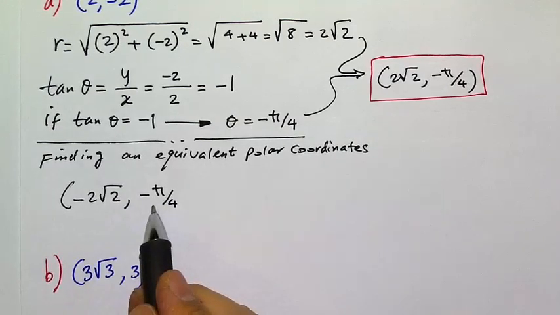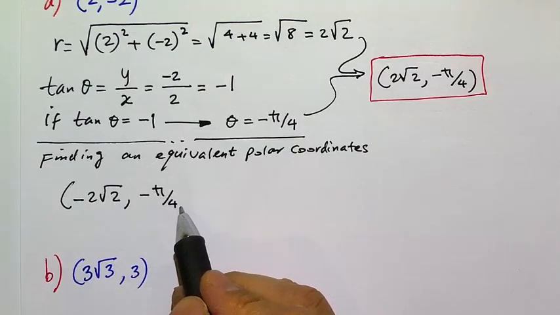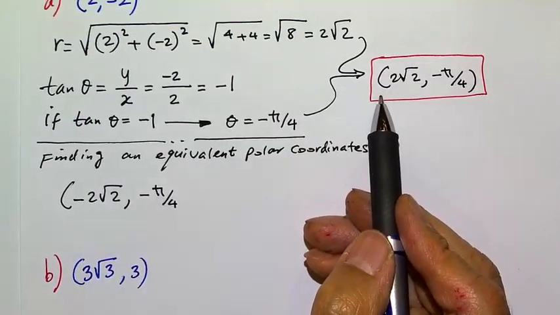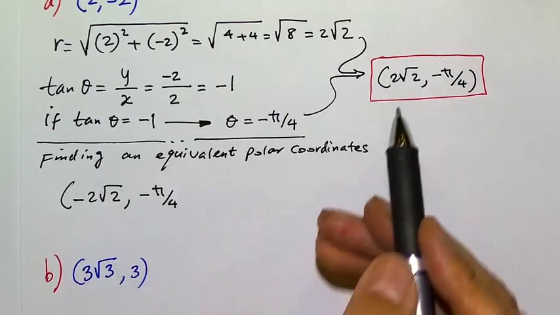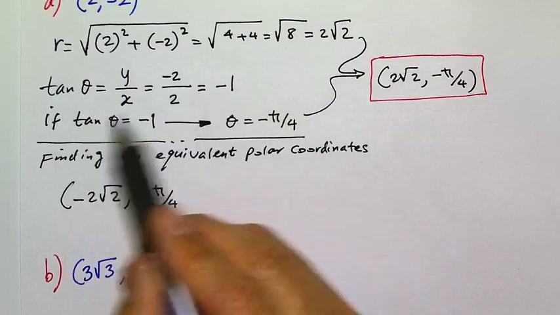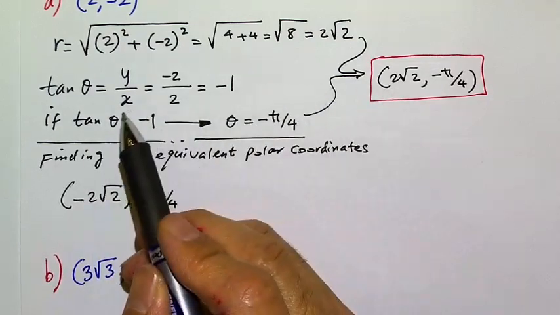Can I stop at this point and put my parenthesis? No, right? I just made this negative. So what I've done, if I stop here, is I've moved this point 180 degrees across on the same line to the other side.